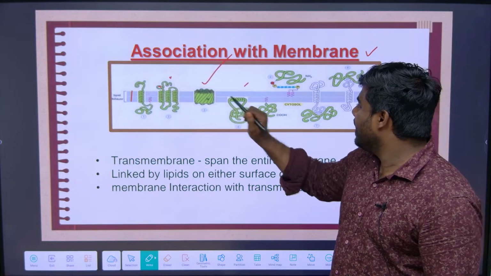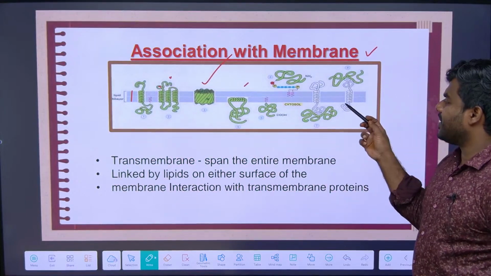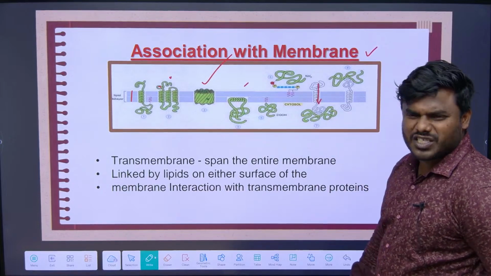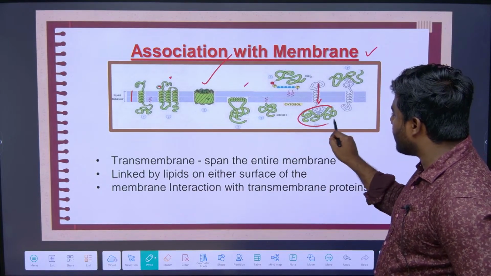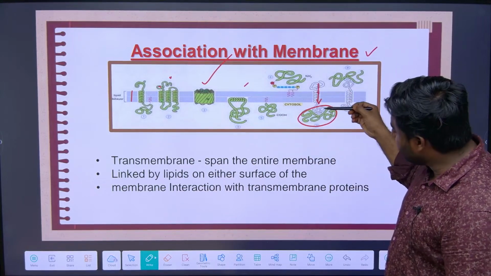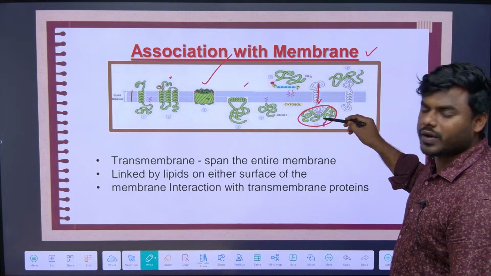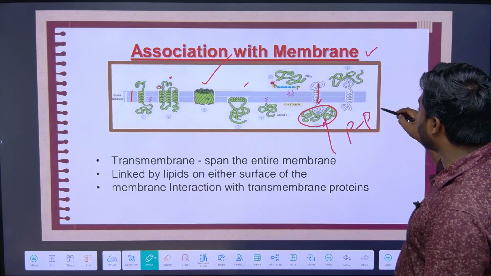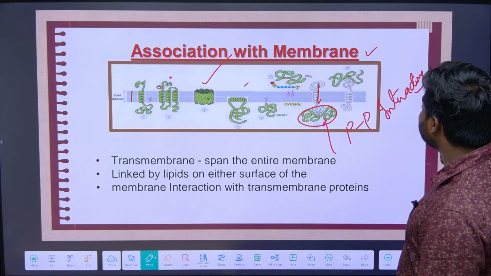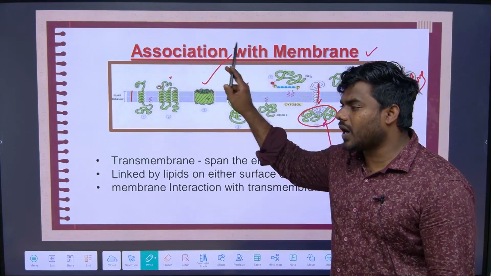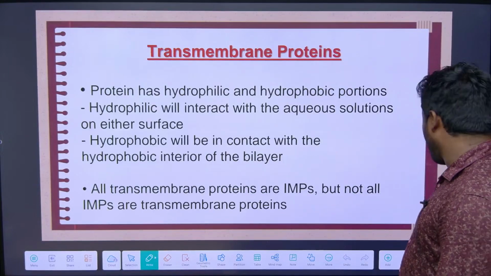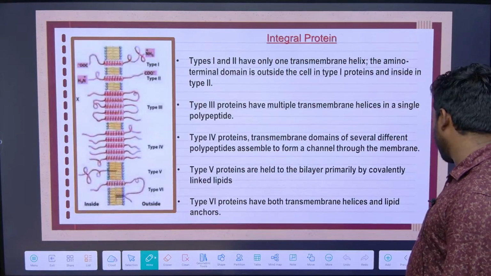No need to get confused. Can you see this picture? There is no need to get confused. This is an integral protein or a transmembrane protein. This is a peripheral protein. Correct, na? Sometimes one protein can be associated with another protein. This is called protein-protein interaction. This is how the proteins are associated with the plasma membrane. No need to get confused with this particular point.